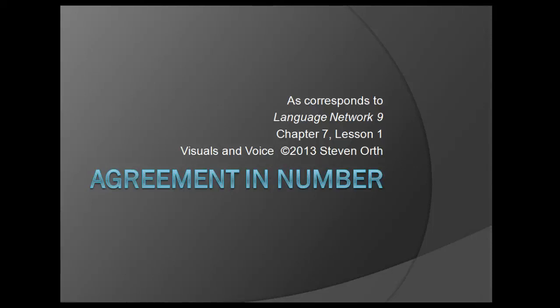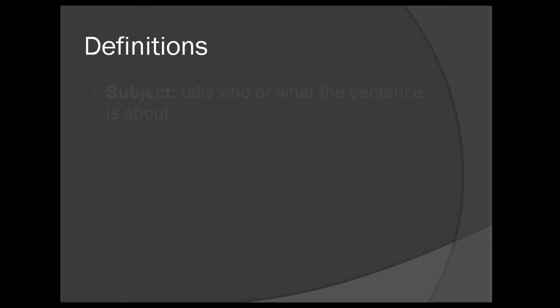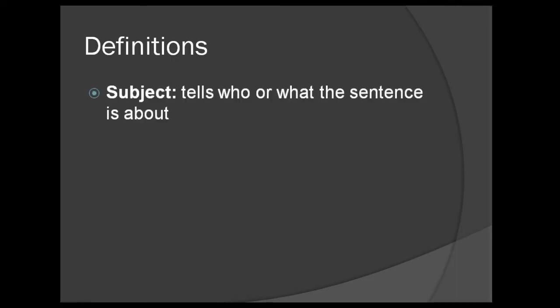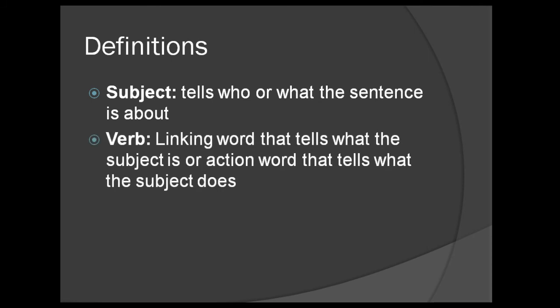Today let's talk about subject and verb agreement, starting with agreement in number. First, some reminders: a subject is who or what the sentence is about. The verb in this case is going to be a linking word that tells what the subject is, or the action word that tells what the subject does.